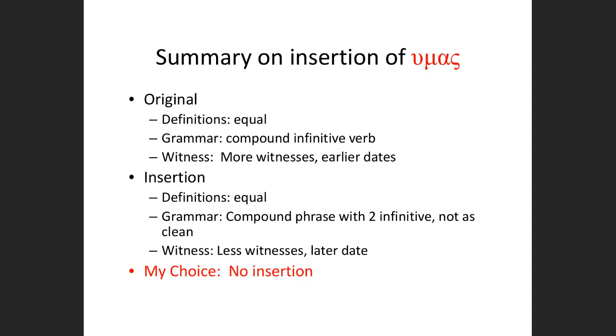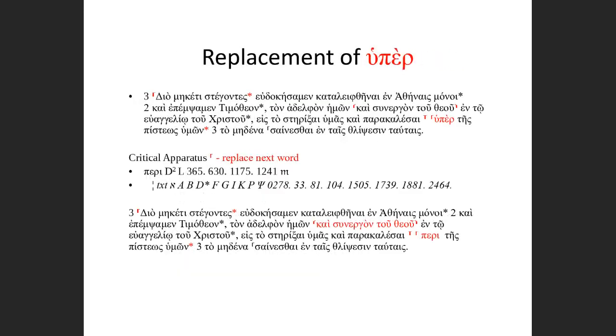Now, that's what I'm going to look for when you write an exegetical paper. I'm going to look, are the definitions equal? Does the grammar fit? And are the witnesses equal or less? So let's go on to huper. Now, if you look at huper, it's a replacement of the word. So huper is replaced with peri.